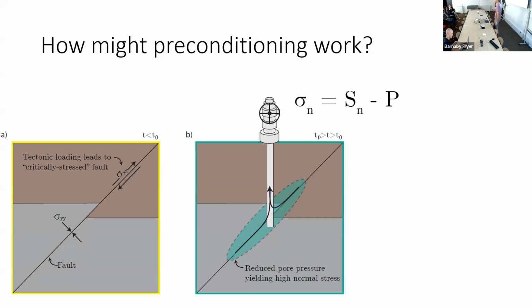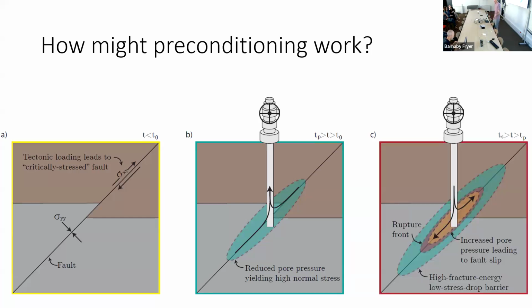And through the effective stress law, which I wrote up here, the effective normal stress is equal to the total normal stress minus the pore pressure. So by reducing pore pressure, we're going to increase the effective normal stress in this area. Then we do what people have already done before. We inject fluid into the reservoir at a high pressure. This causes some slip, and a slip front that will propagate away from the wellbore. This slip front often will overtake the high pressure front. What will happen then is it will run into this low pressure front we created before.